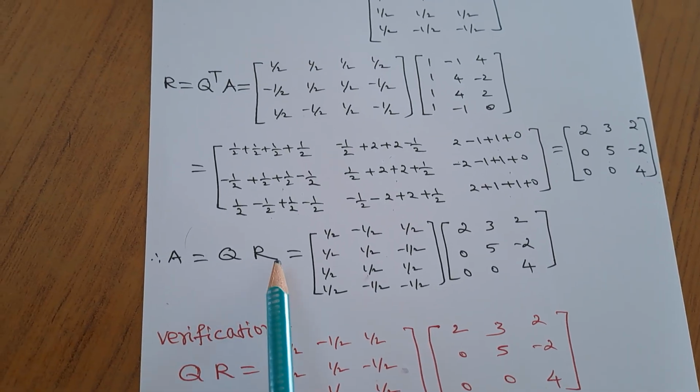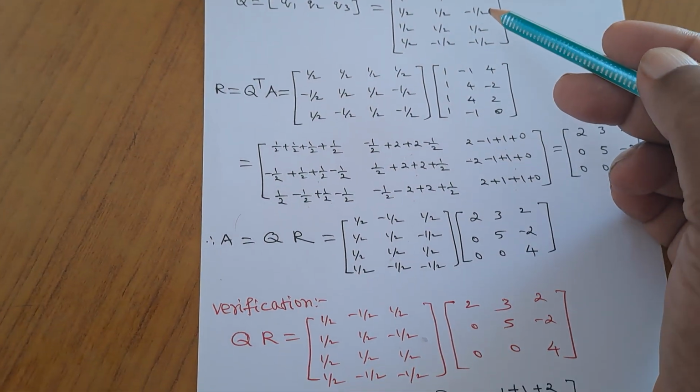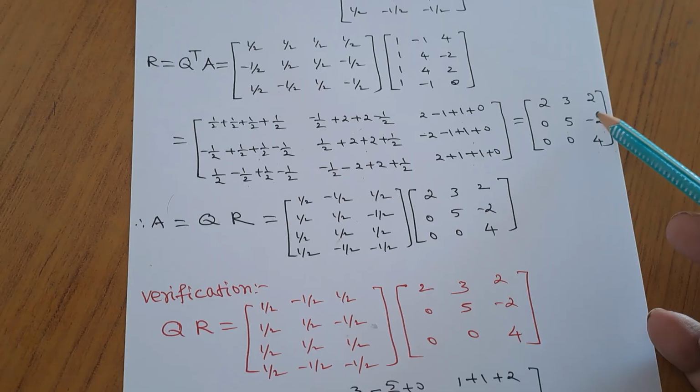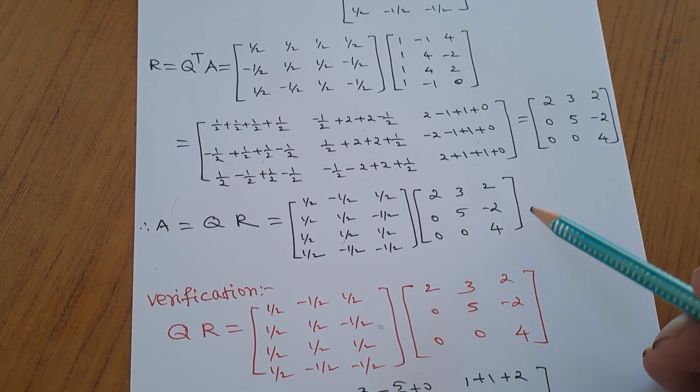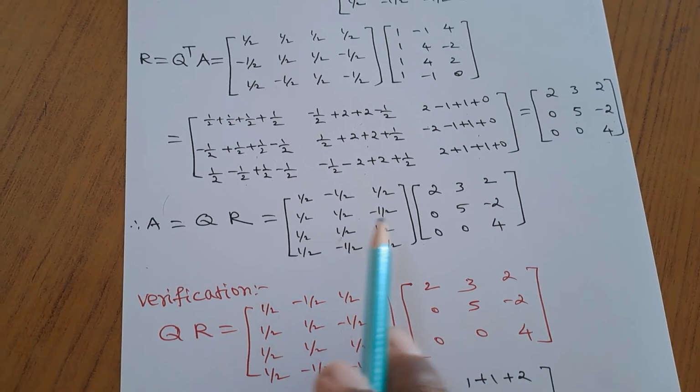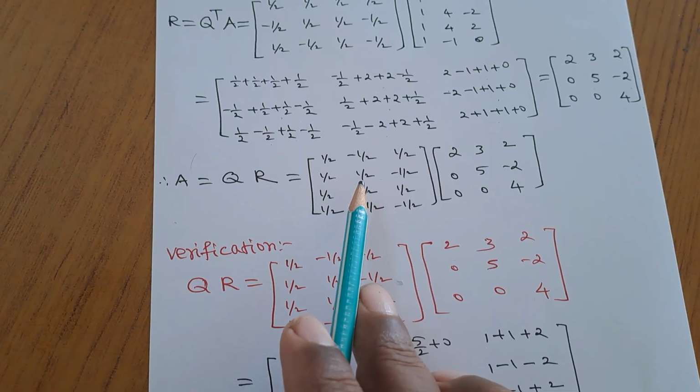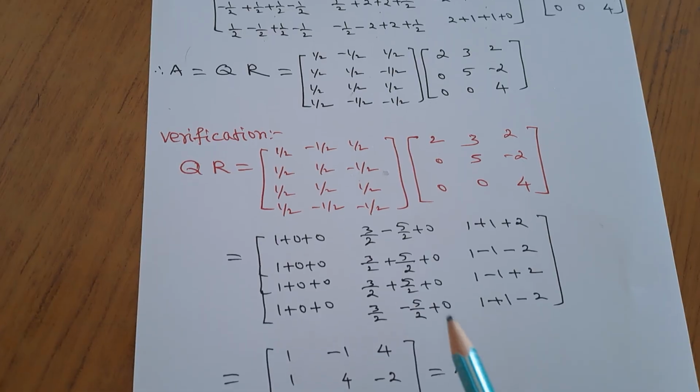Therefore, capital A is equal to Q into R. Q you know already, write Q here. R is given here. So the QR decomposition is over. So the matrix A is written in the form of QR decomposition.